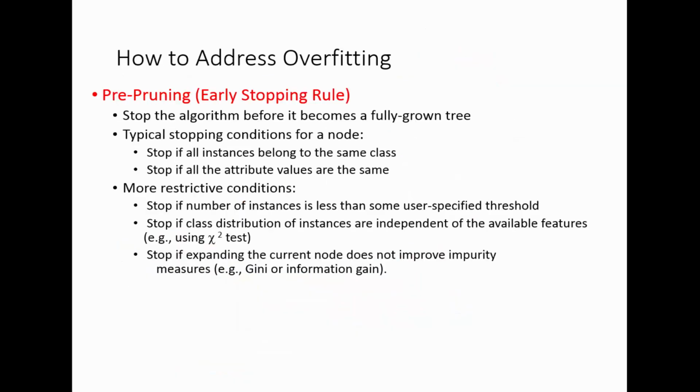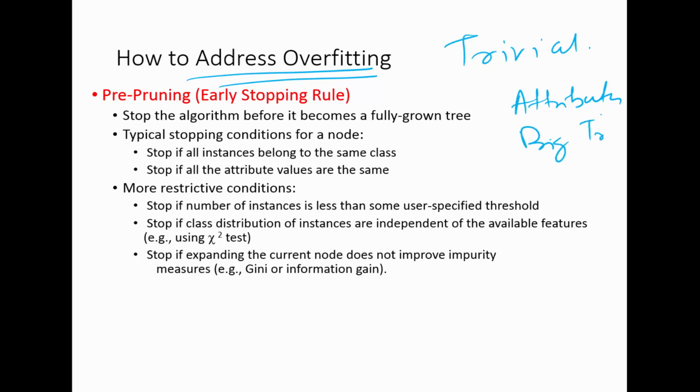How to address overfitting? It's very easy, and sometimes not so easy. It is easy because there are certain things which are very trivial and you need to take care of them. You should not use too many attributes. Too many attributes is bad. Too big a decision tree is bad. Too many nodes in a decision tree is bad, right?